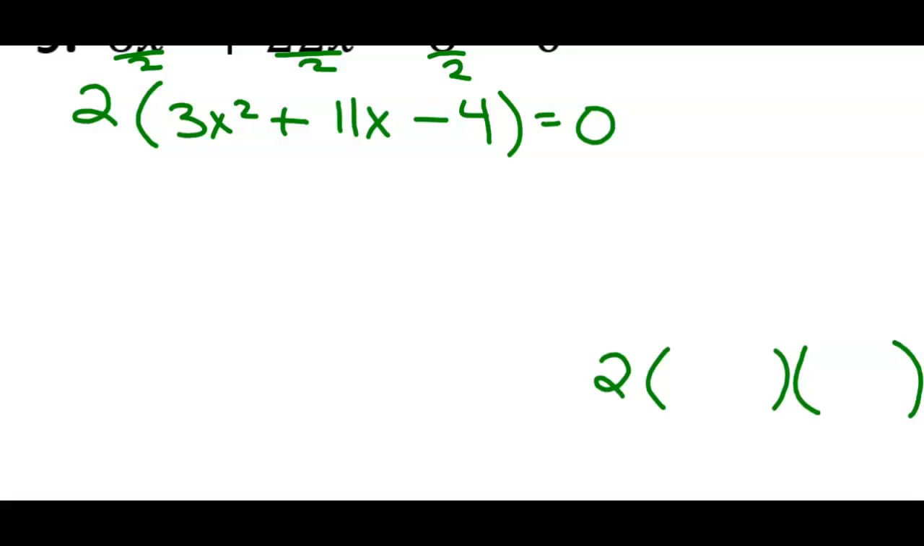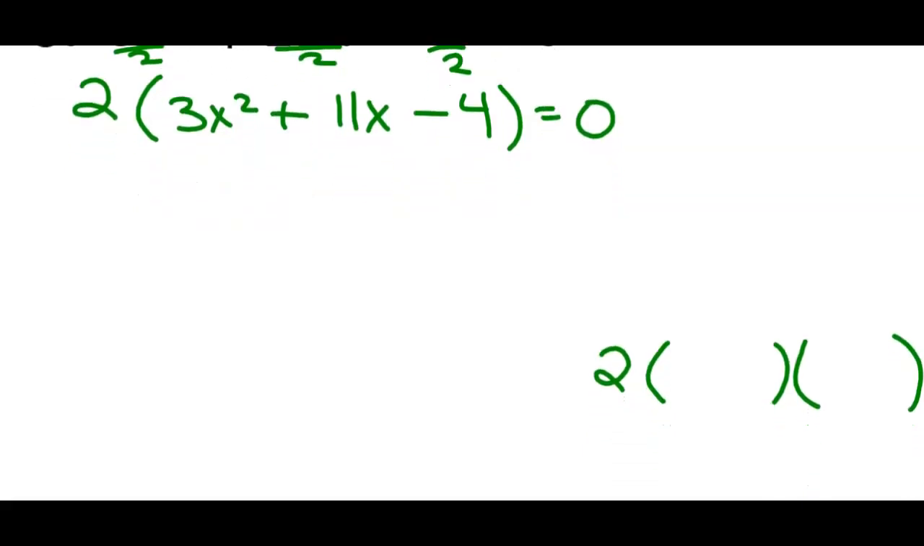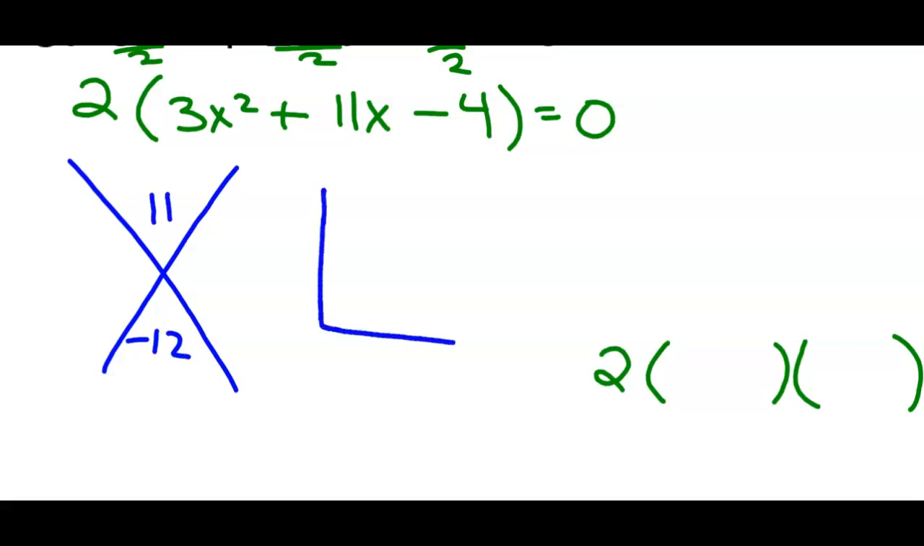Okay? How am I going to figure out what goes in here? My box and diamond. But what am I going to box and diamond? Am I going to box and diamond this original one? No. I'm going to box and diamond what's inside the parentheses. Yes? Fantastic. What goes here? Negative 12. What goes here? 11. Okay? Set up my box.